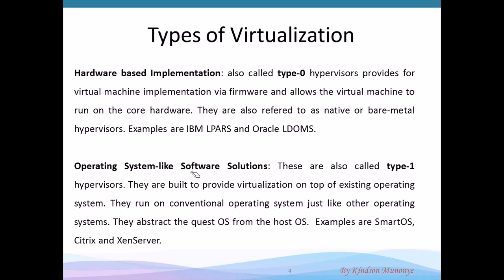Then we have the operating system-like software solution. Type 1 hypervisors have to be set up on an existing operating system. So if you have a Windows computer and you want to run Ubuntu Linux on it, just grab VMware, install this VMware on your Windows, and then inside this VMware you can now install or set up instances of virtual machines. Here the virtual machine runs on top like an application. If you open the virtual machine, it's like an application, and inside it you then have another operating system. That's what I mean by type 1 virtualization.